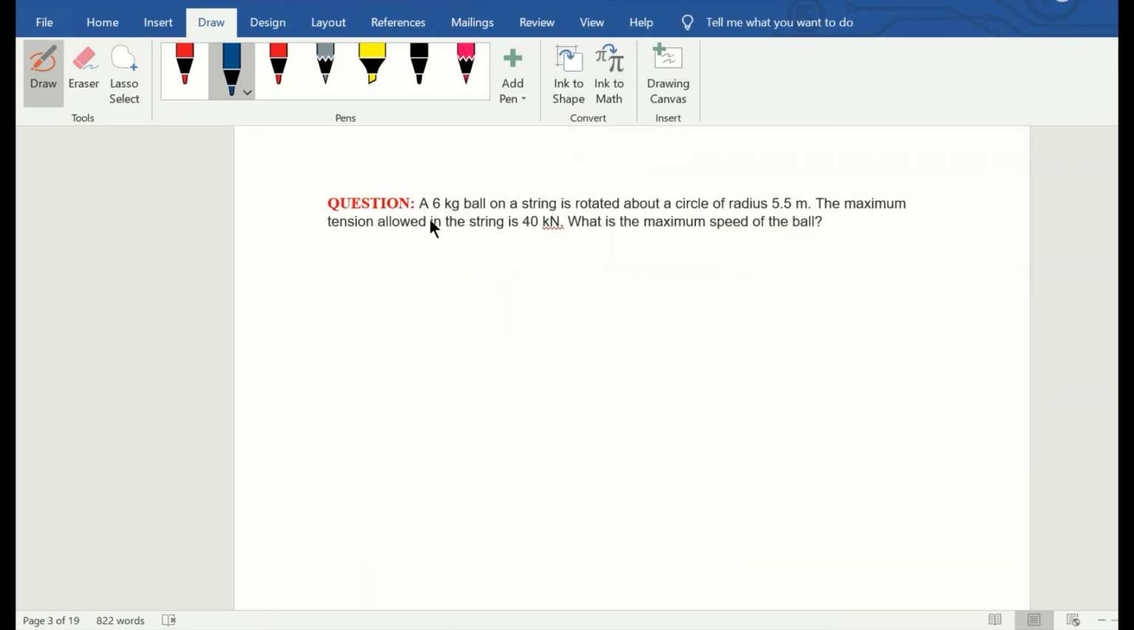It says a 6-kilogram ball on a string is rotated about a circle of radius 5.5 meters. So I'm given the mass, which is 6 kilogram. I'm given the radius of the circle, which is 5.5 meters. The maximum tension allowed in the string is 40 kilonewton. Please note that tension is the same as force. So my force is 40 kilonewton.